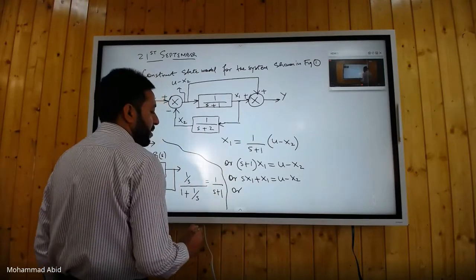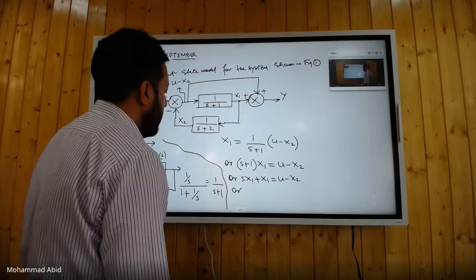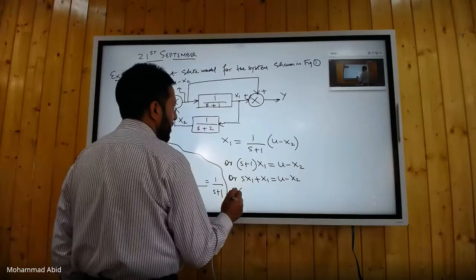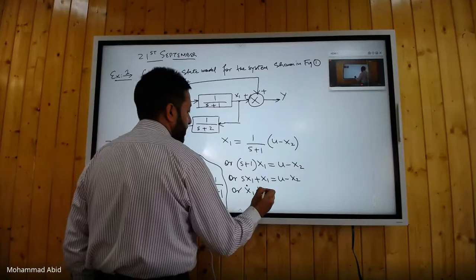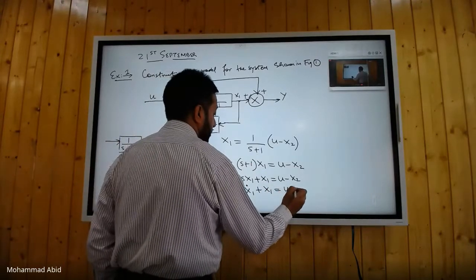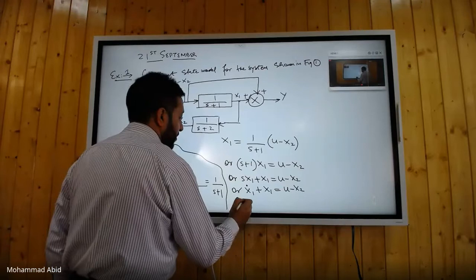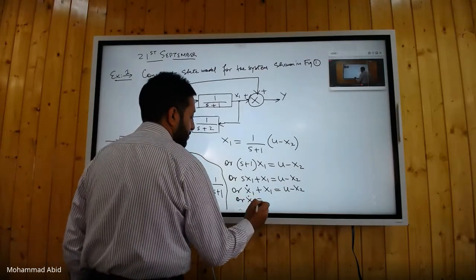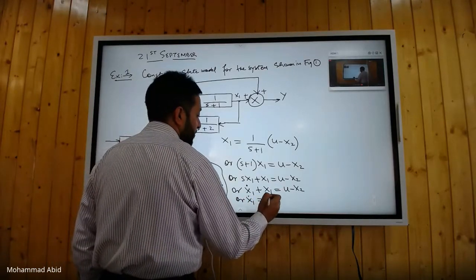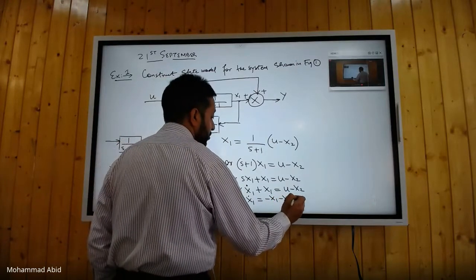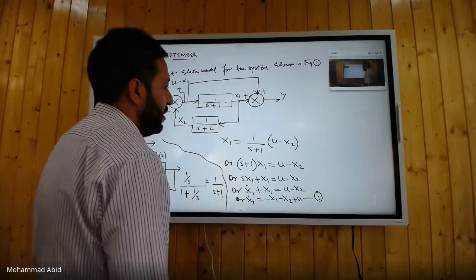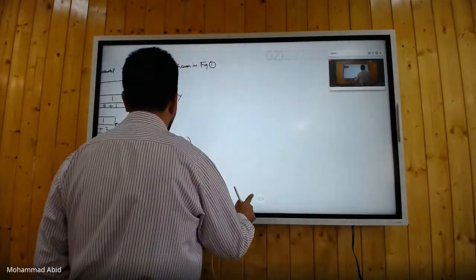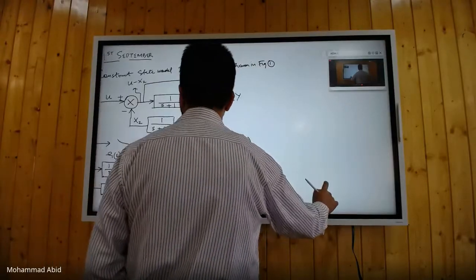Sx1 is what? What is s times x1? x1 dot. Very good. Plus x1 is equal to u minus x2. Or I can write x1 dot is equal to minus x1 minus x2 plus u. This is your equation number 1. Is that okay? Yes, sir. Now equation number 2.